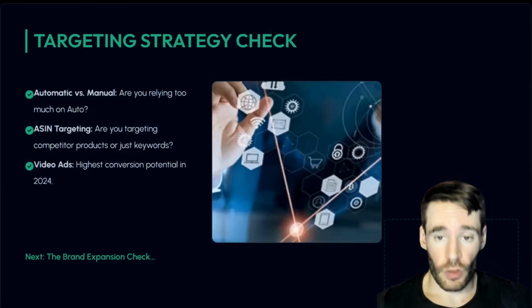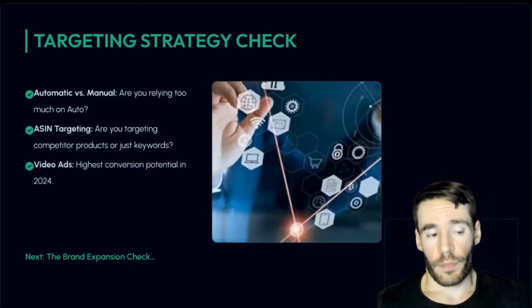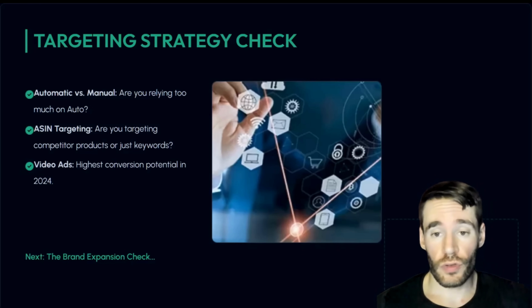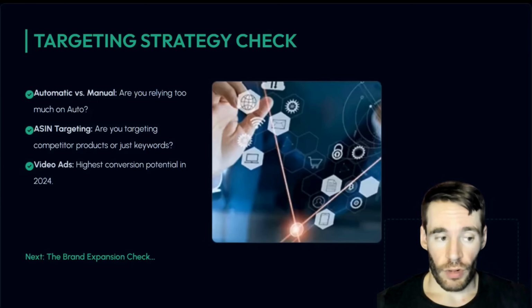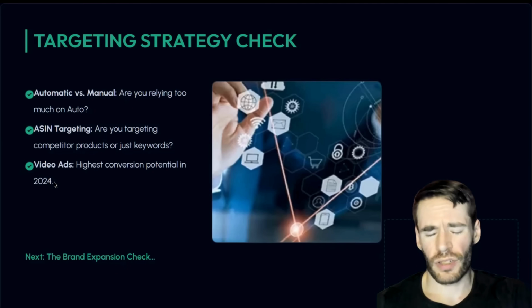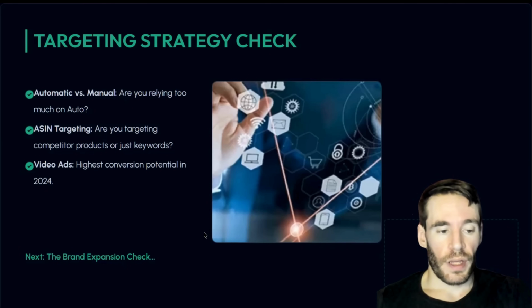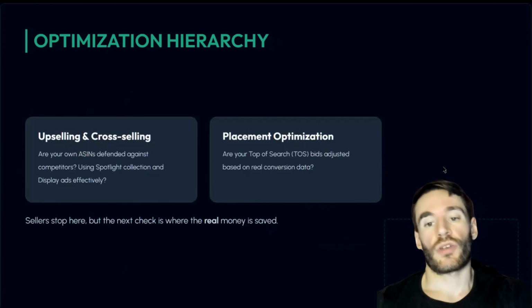We need to check if you're doing it, how you are doing it. The video ads problem. Do you use a video ad strategy for Amazon? Are you doing it correctly or not? I wrote here 2024, actually it's 2026. It is a typo. Yeah, optimization hierarchy.